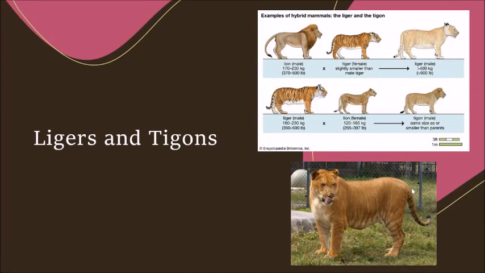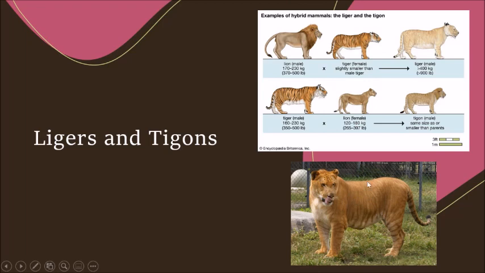However, lions and tigers are relatively closely related. So you can take a male lion and a female tiger, and that can produce a liger. But a liger, whilst viable, is infertile. It cannot reproduce. On the flip side, if you've got a male tiger with a female lion, you get a tigon. And here you've actually got a picture of a liger.